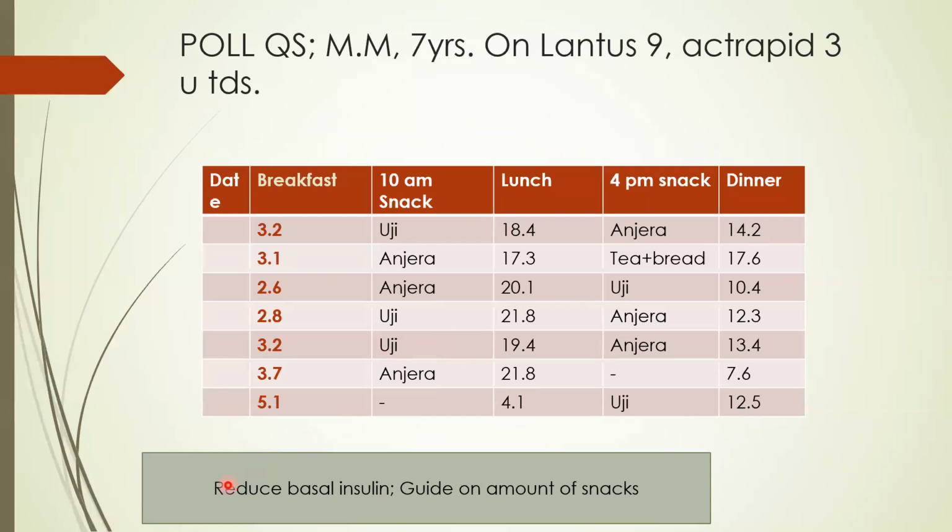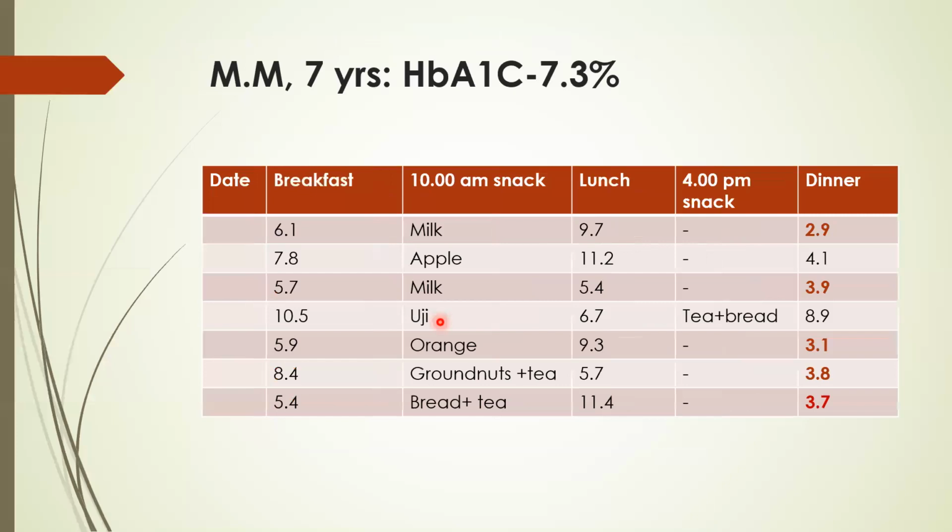So the intervention here will be to reduce the basal insulin, and we need to guide on the type and amount of snacks for this patient. And that's what we actually did with our team. But then the same boy comes later. He brings the HbA1c, 7.3%. Fairly good, we are happy.